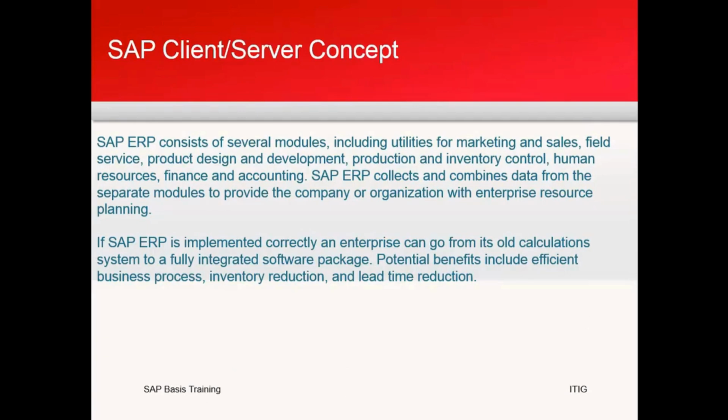SAP ERP consists of several modules, including utilities for marketing and sales, field service, product design and development, production and inventory control, human resources, financial and accounting. SAP ERP collects and combines data from separate modules to provide the company or organization with enterprise resource planning. If SAP is implemented correctly, an enterprise can go from its old calculation system to a fully integrated software package. Potential benefits include efficient business processes, inventory reduction, and lead time reduction.